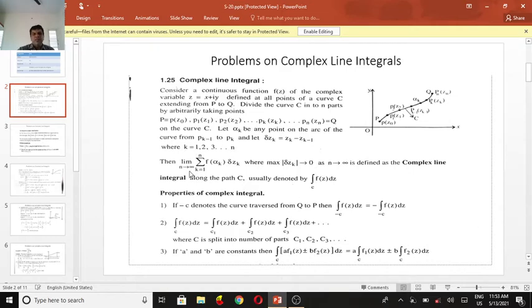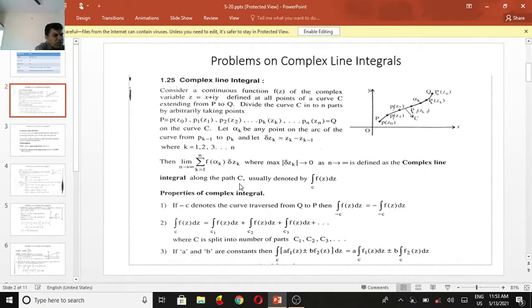Then take the limit as n tends to infinity of the summation of f of alpha k delta zk, where k varies from 1 to n, and the maximum of the absolute values of delta zk tends to 0 as n tends to infinity. This is defined as the complex line integral along the path C, usually denoted by the integral over C of f of z dz. We denote that.